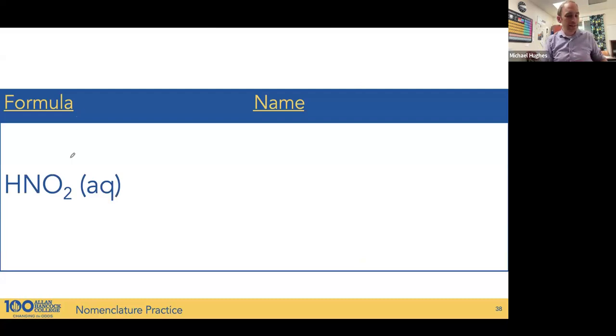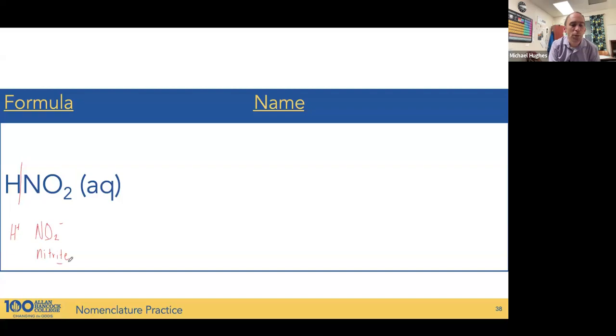HNO2 aqueous. So we have our acid here, known from the fact that it leads with a hydrogen cation and the aqueous symbol is present. So when we separate our H plus in our acid, it's going to have an anion that's an oxo anion, NO2 minus. That is our nitrite.